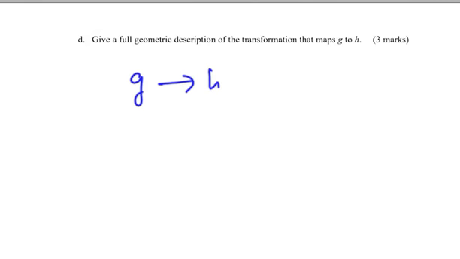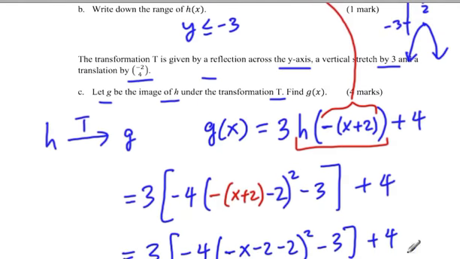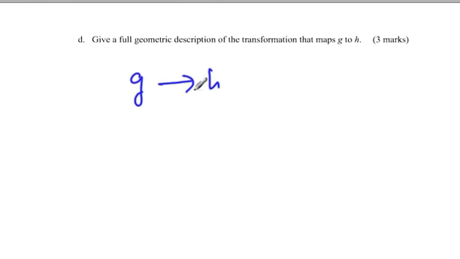Very interesting. If we look at the previous question, if we look at C, let me just scroll down to C over here. In C, how did we go from H to G? Well, in order to go from H to G, we underwent this transformation, that we had a reflection across the y-axis, a vertical stretch by 3, and a translation by that. Now what are we doing? So in other words, that's how we went from H to G. So now what we're doing is we're going from G to H. So in other words, we're going backwards.